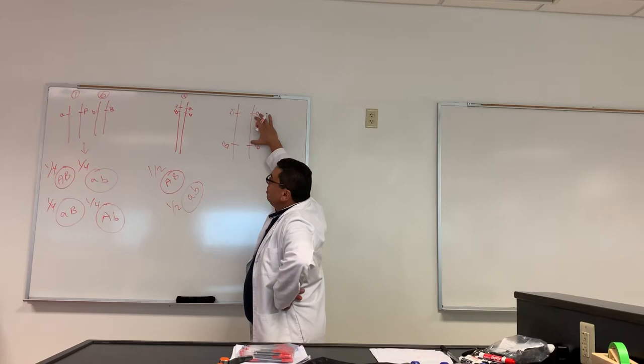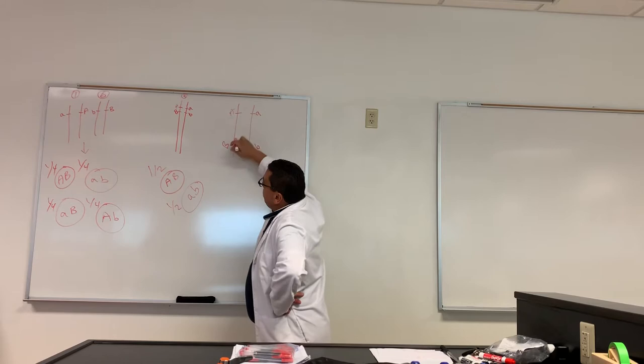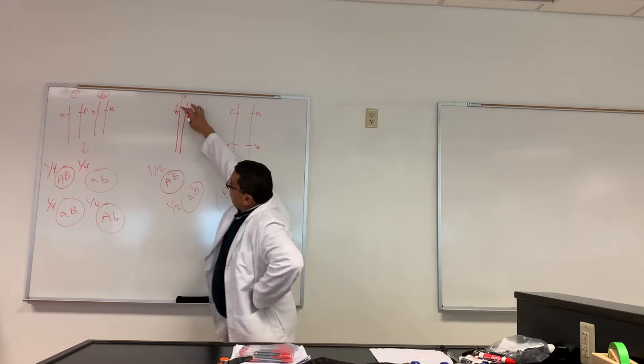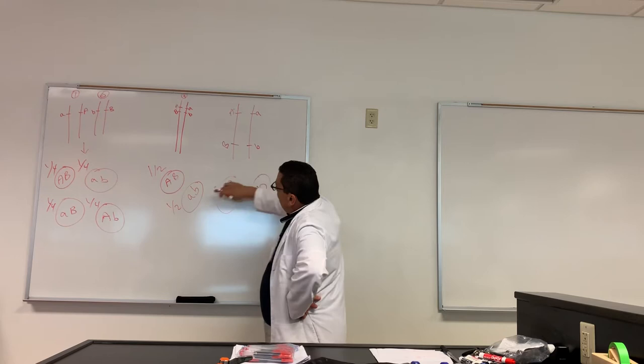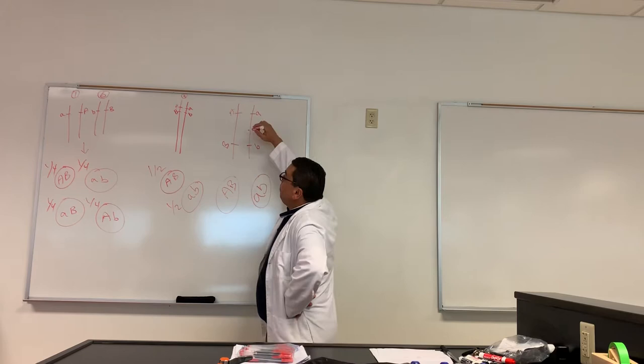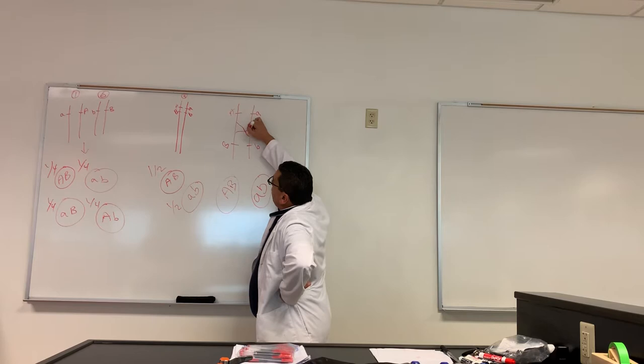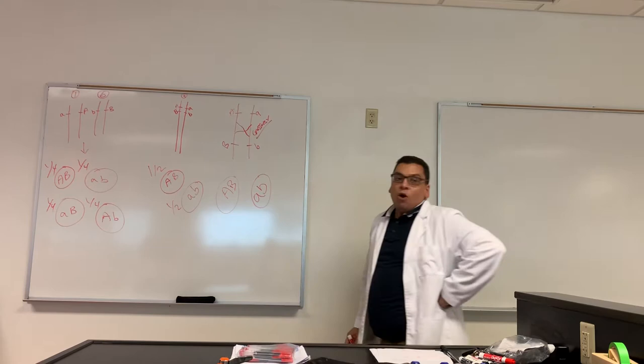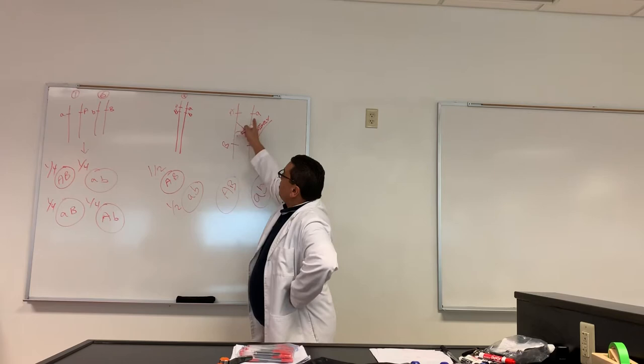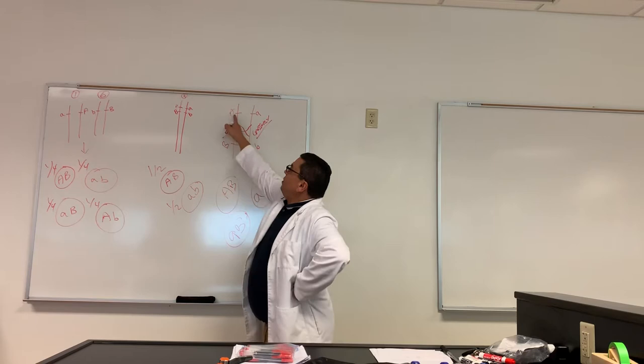What varieties will you get? Well, you're going to get A and B again, like this one. You're going to get this one again, like this one. But then something is going to happen in prophase one of meiosis. Crossover. A crossing over event is going to happen. And you're going to end up with this combination. And you're going to end up with this combination.